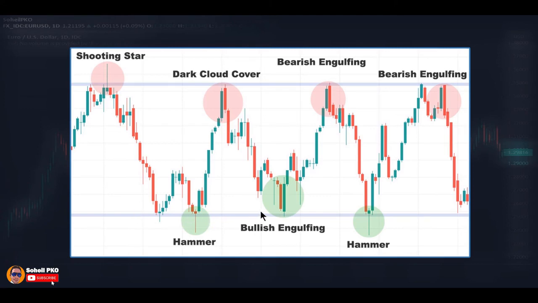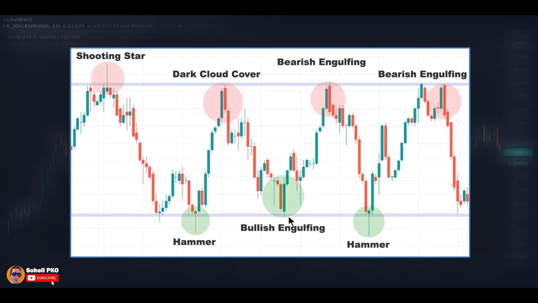And here near this support level, we have hammer and bullish engulfing patterns. These are bullish patterns and they show increased buying pressure. These patterns formed near a support level, from which we expect the price is going to change direction after hitting this level. And these bullish patterns show that the market participants are reacting to this support level.